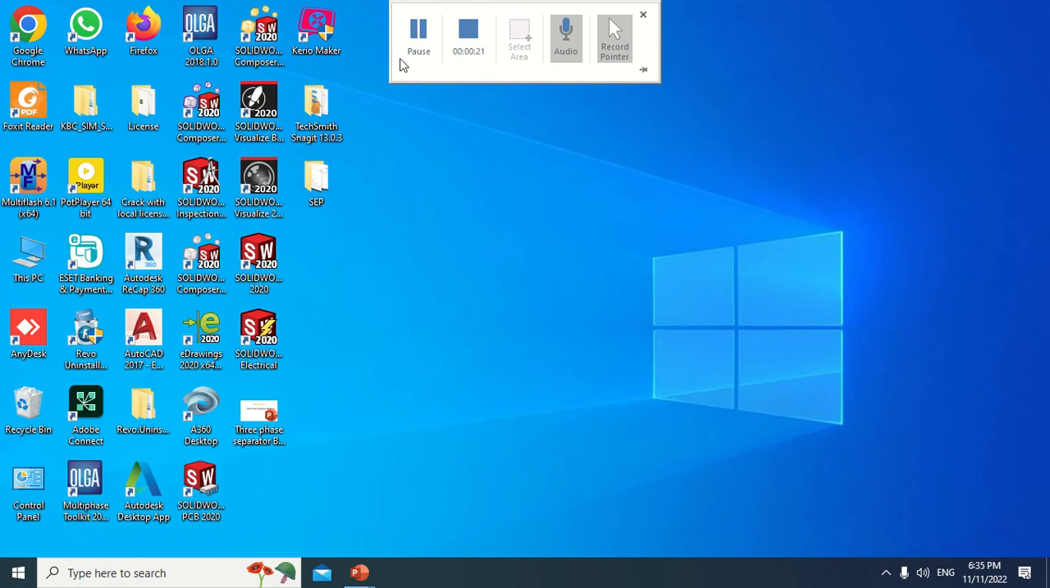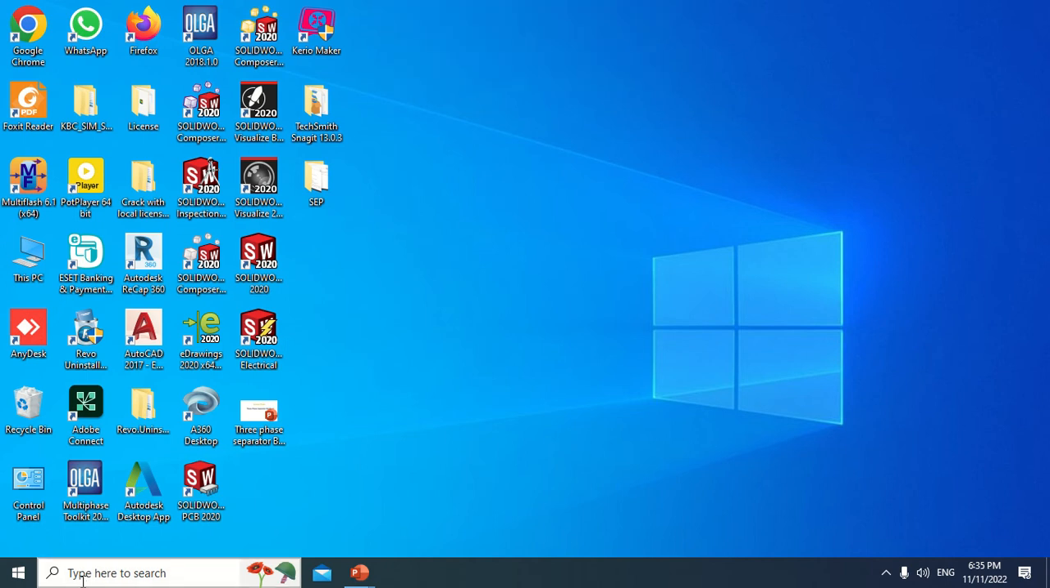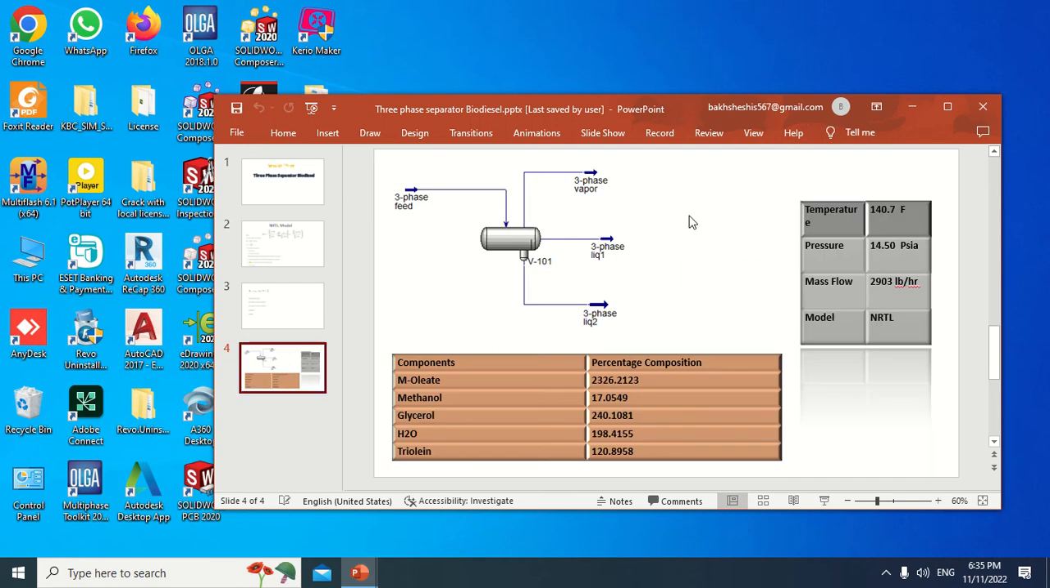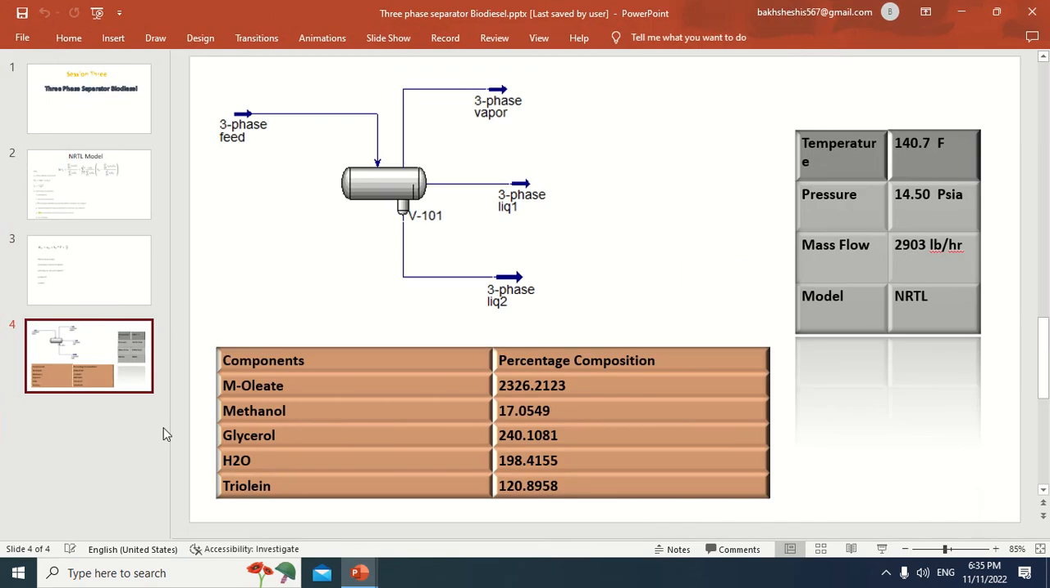Thank you. This season, I want to simulate a three-phase separator and talk about it. This is a three-phase separator.